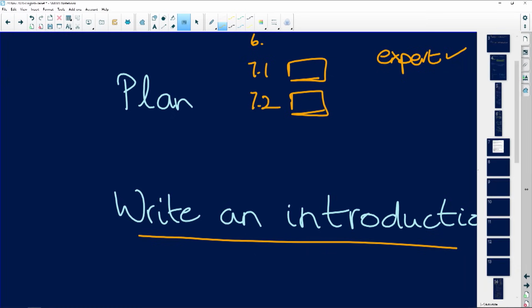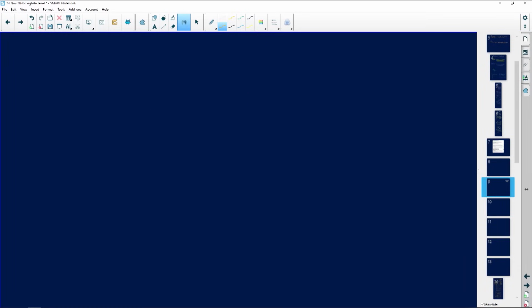Why haven't you scanned them in and sent them to me so that I can look at them and give you some feedback? Because if I say to you, okay, this is how you should plan an essay, right, I can take a blank page.